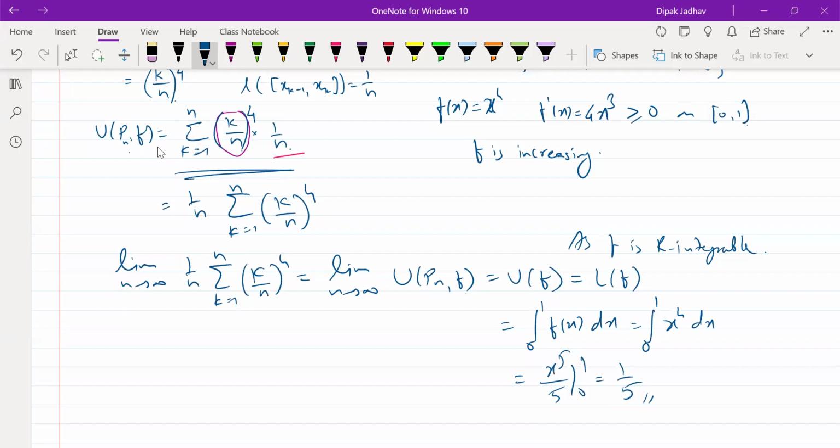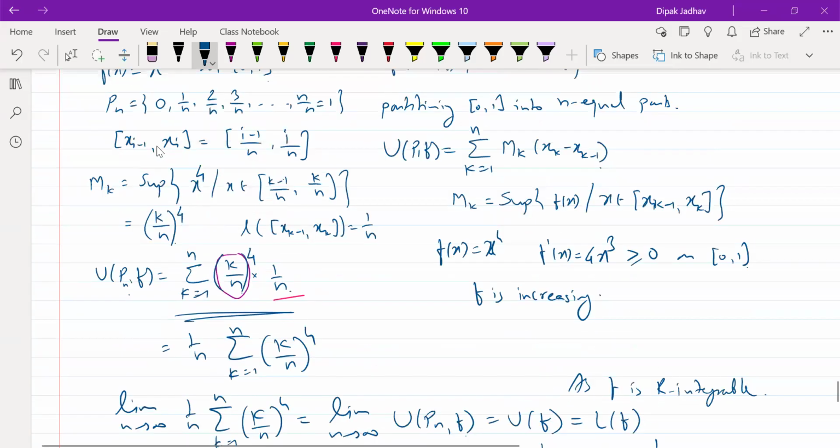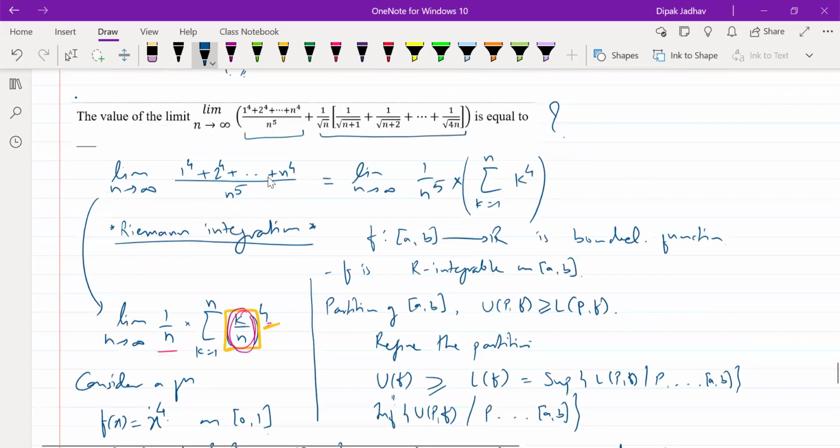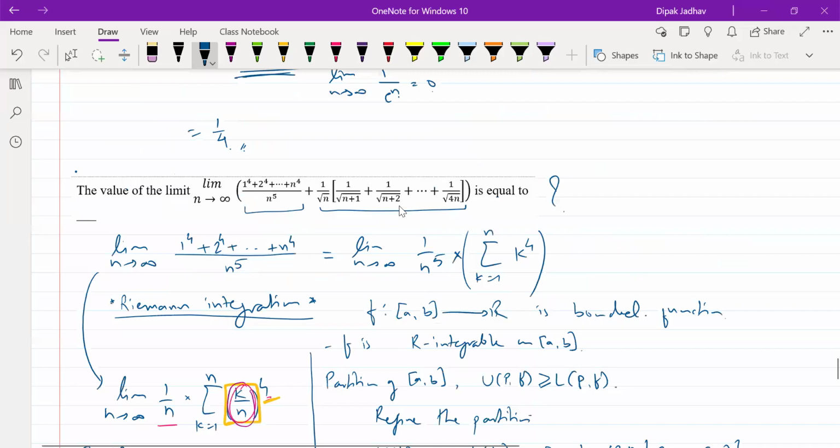Is it okay? Yes, very good. So we got the first part of the limit evaluated. But there is another part also. Let's focus on that.